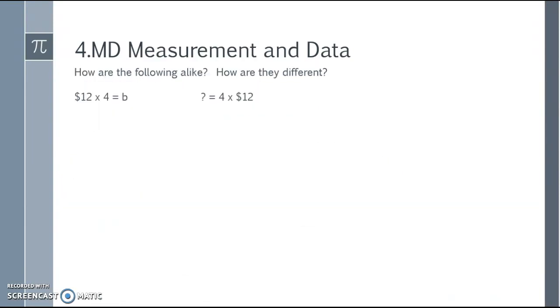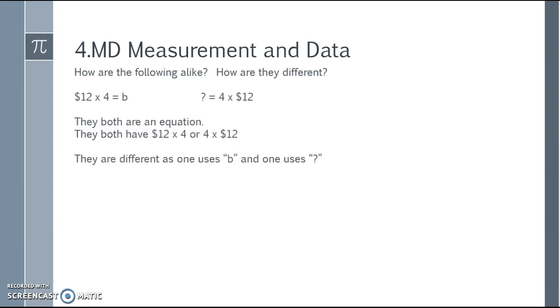How are the following alike and how are they different? Pause the video, make some comments, suggestions. They both are an equation because they have an equal sign. They both have $12 times 4 or 4 times $12. They are different as one uses a letter and one uses a question mark.